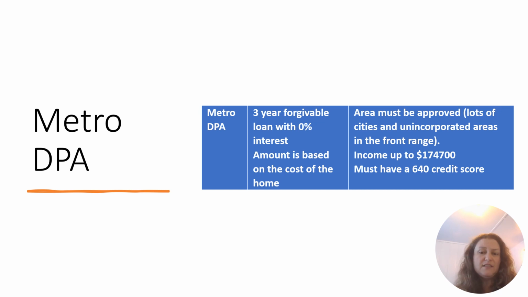Metro down payment assistance. This again is a 3-year forgivable loan with 0% interest. So if you sell within 3 years, you're going to have to pay that back. Again, the area has to be approved by Metro DPA. There are some maps, and I can help you with those. Your income can only be up to $174,700, and you must have a 640 credit score.